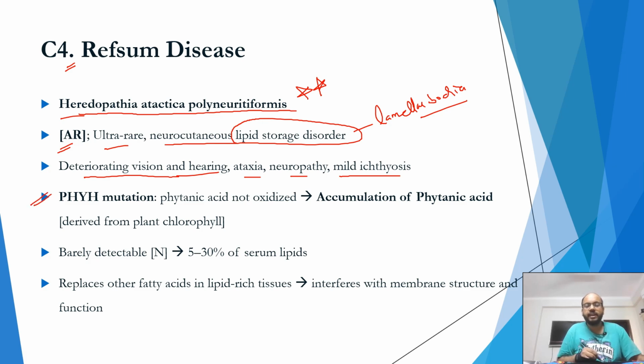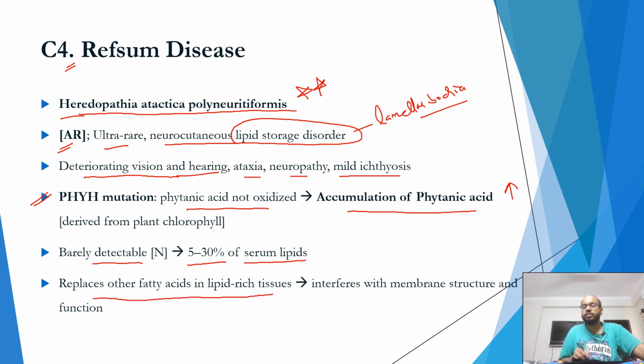The mutation is in the PHYH gene. The normal PHYH gene leads to oxidation of phytanic acid, but when that gene is mutated, phytanic acid is not properly oxidized. When it is not oxidized, it leads to accumulation of phytanic acid. So phytanic acid increases, and phytanic acid is derived from plant chlorophyll. Normal levels of phytanic acid are barely detectable, but in Refsum disease, they constitute about 5 to 30% of the serum lipids.